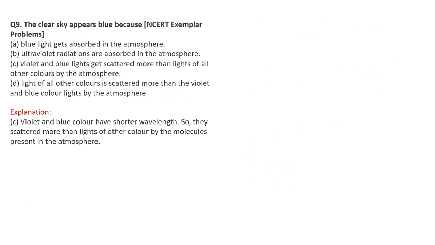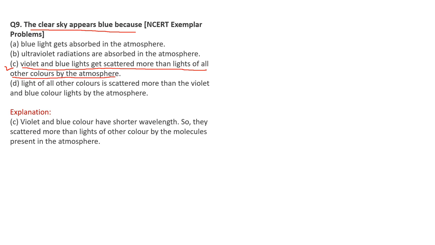The clear sky appears blue because blue light gets absorbed in the atmosphere. No. Ultraviolet radiations are absorbed in the atmosphere. No. Violet and blue lights get scattered more than lights of all other colors of the atmosphere. Perfect. So this is the right answer, right? Colors of all other light is scattered more than the violet and blue color light by the atmosphere. No, this is also not the right reason. So the perfect reason is the C one.